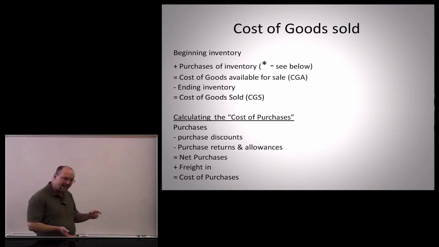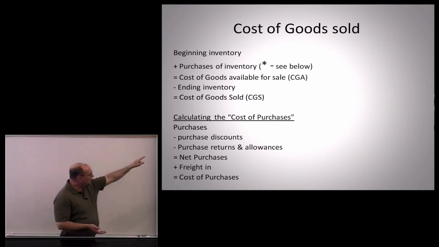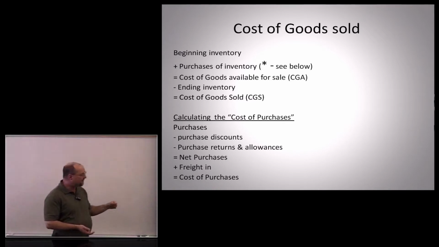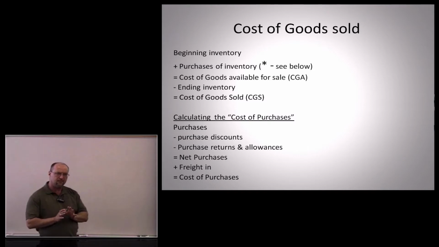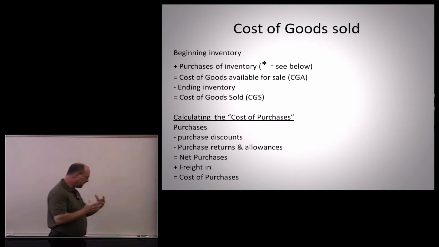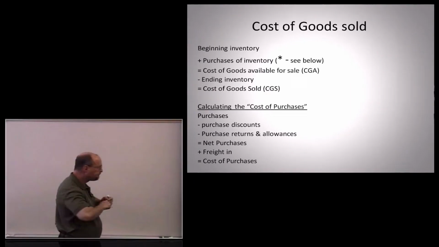So we subtract ending inventory from everything that was available, and that gives us cost of goods sold, which I abbreviate CGS. Notice cost of goods available I may call CGA, and cost of goods sold CGS. So getting to cost of goods sold is relatively simple. Okay? I want to give you a really simple example so you really drive home the point here.